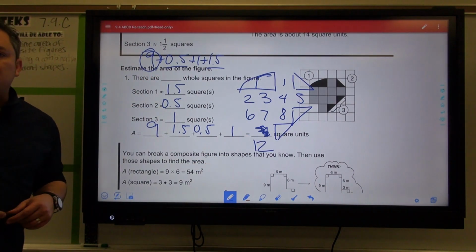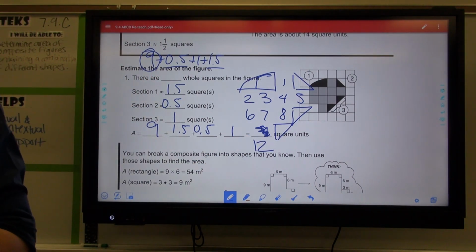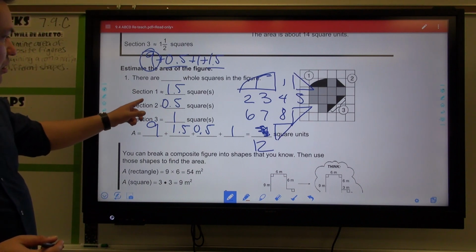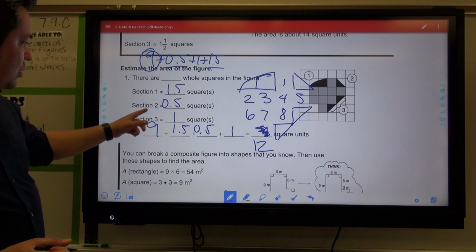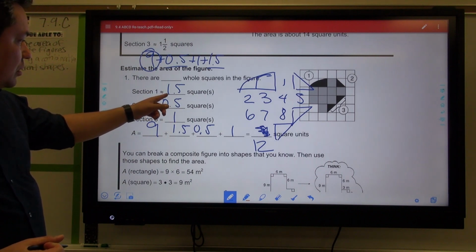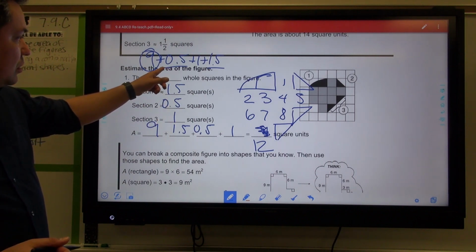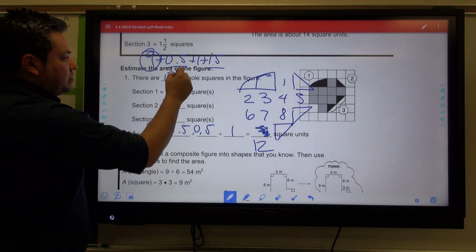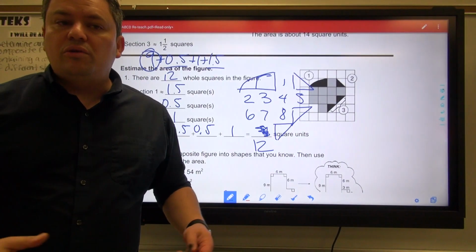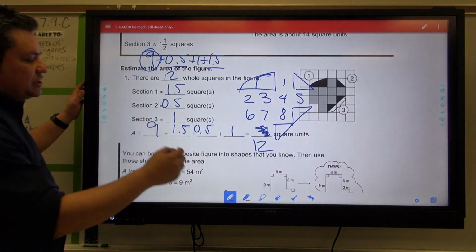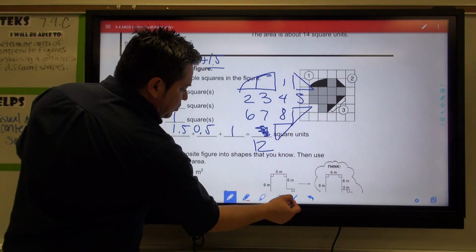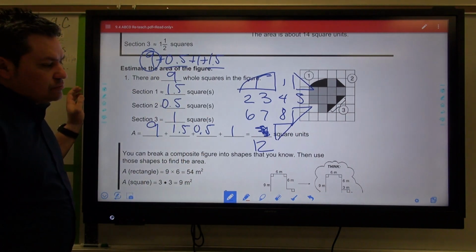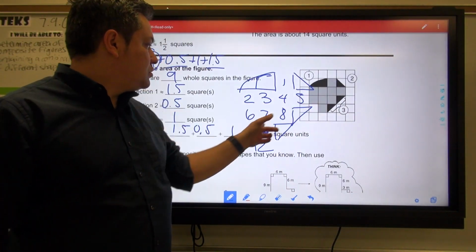Any questions on that one? That's easy. Yes, sir. What do you find out number 1? How many whole squares in the figure? There's 12 whole squares, right? Oh, whole squares, never mind. 9. Complete squares, there was 9. Yeah, that's right. It was 9 of them. We counted them right there.